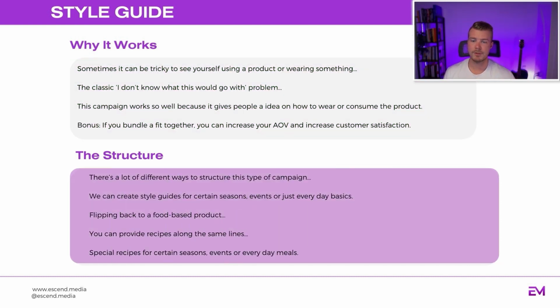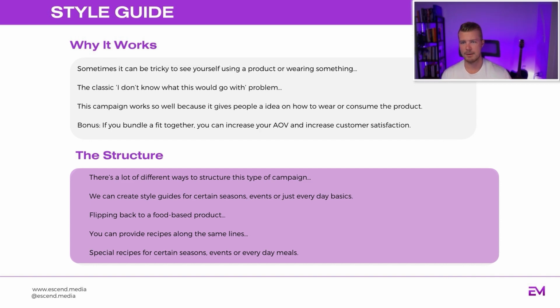So there's a lot of different ways to structure this campaign. We can create a style guide for certain seasons, events, or just everyday basics. And then flipping this back to a food-based product, you can provide recipes along the same lines, special recipes for certain occasions, seasons, events, parties, whatever it might be, or just everyday emails.